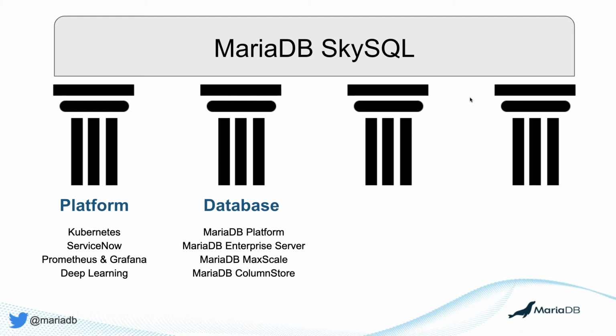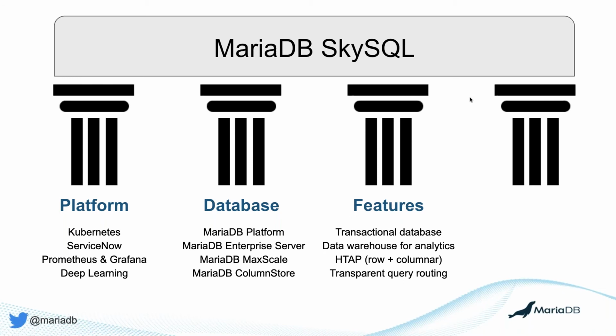little bit more, and the analytical features that come with Column Store. And this allows us to combine both the transactional features and the data warehousing capabilities of an analytical database. And with MaxScale, we'll actually get to jump into this idea of transparent query routing. So we actually get to balance our queries among our database servers.